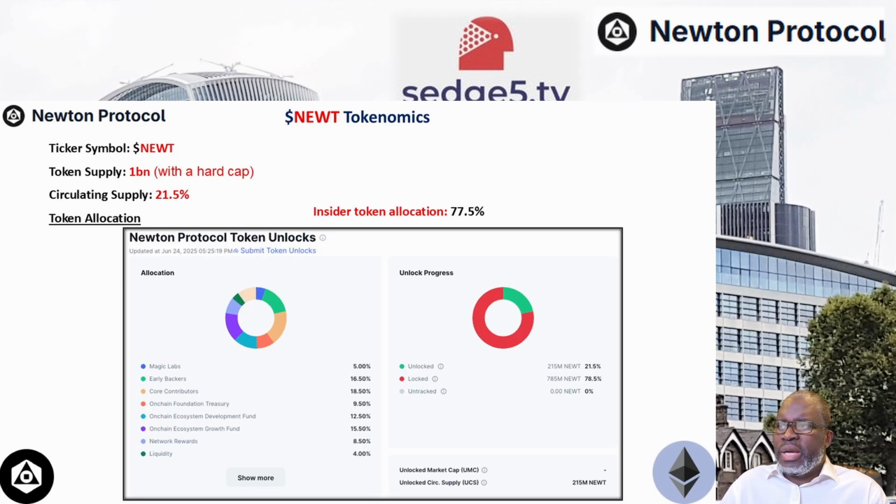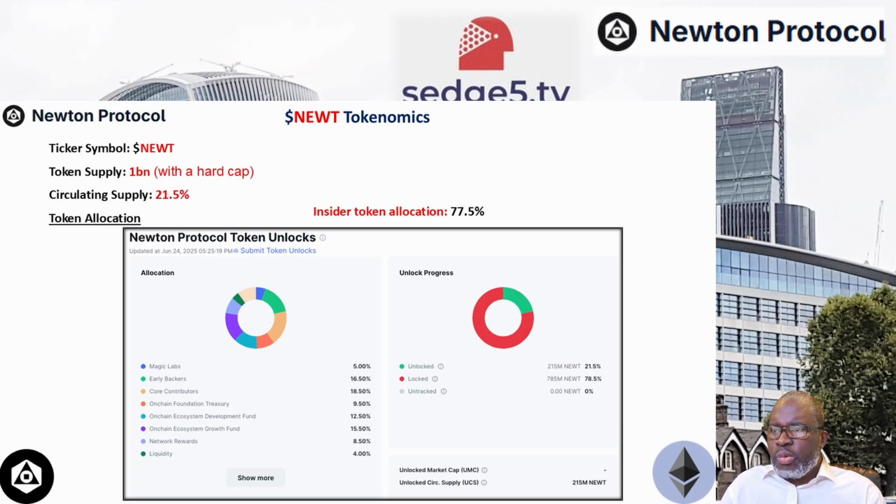Token allocation: Magic Labs was allocated 5%, early backers 16.5%, core contributors, which I guess is the team, 18.5%, on-chain foundation and treasury 9.5%, on-chain ecosystem development fund 12.5%. Don't ask me what the difference is between the on-chain foundation treasury and the on-chain ecosystem development fund. And then you also have the on-chain ecosystem growth fund at 15.5%.